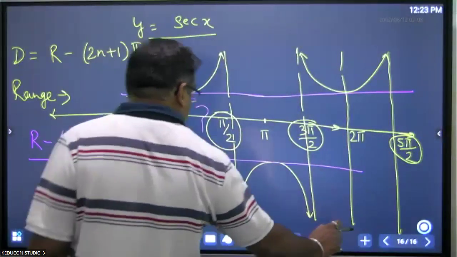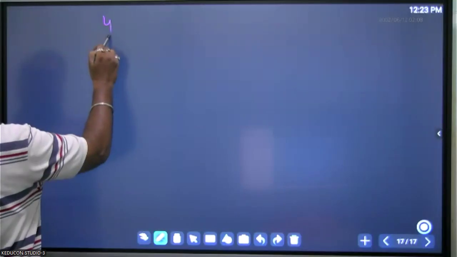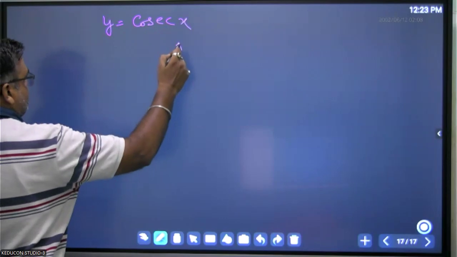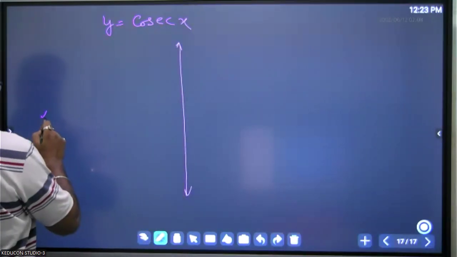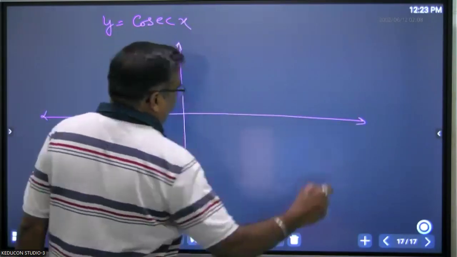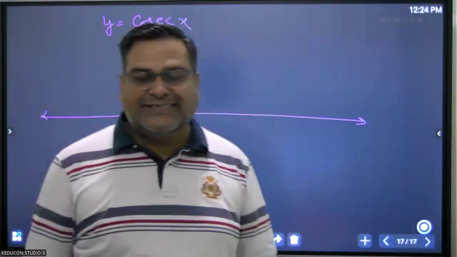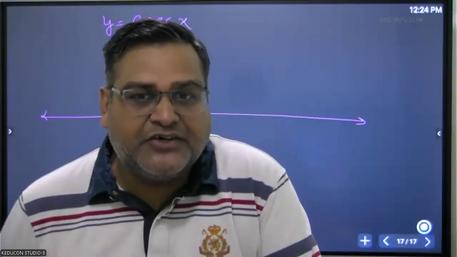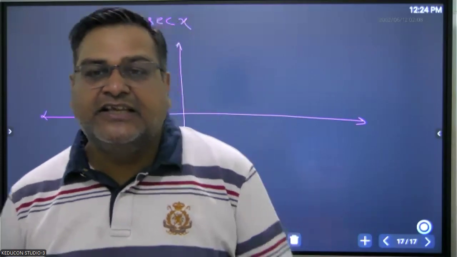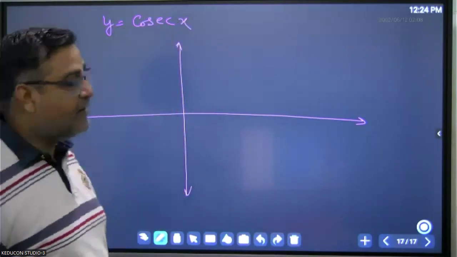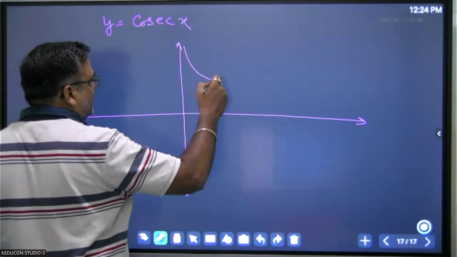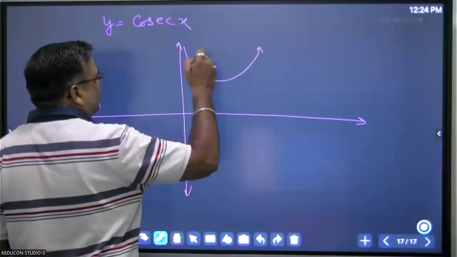Now we move on to cosecant x. Now students, what is the value of cosecant 0 degree? Sine 0 degree is 0. Cosecant is 1 upon sine. So 1 upon 0, that is infinity. Yeah, 1 by 0. Very good. So it starts with this. This is the graph of cosecant.